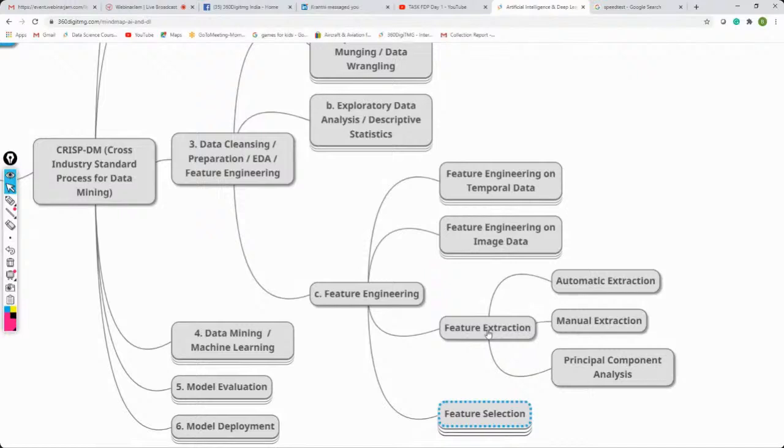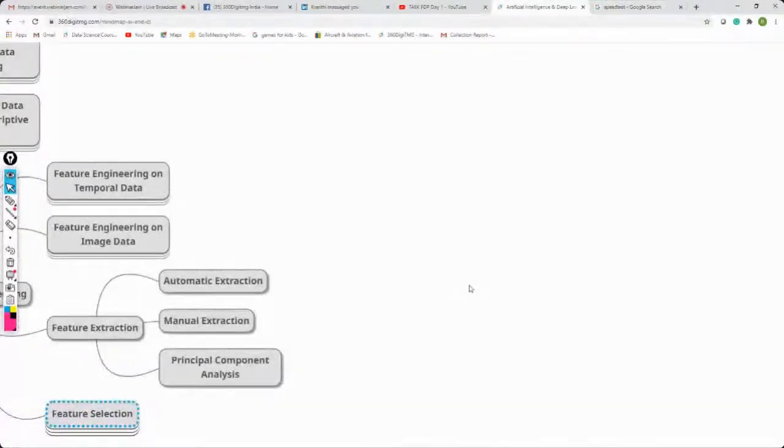Within feature extraction, you have automatic extraction and manual extraction. Of course, principal component analysis, factor analysis. There are a bunch of other techniques which exist. But let's discuss feature extraction. Let me take this aside. Again, I would need your help in doing this, and you will do it. Let's see.